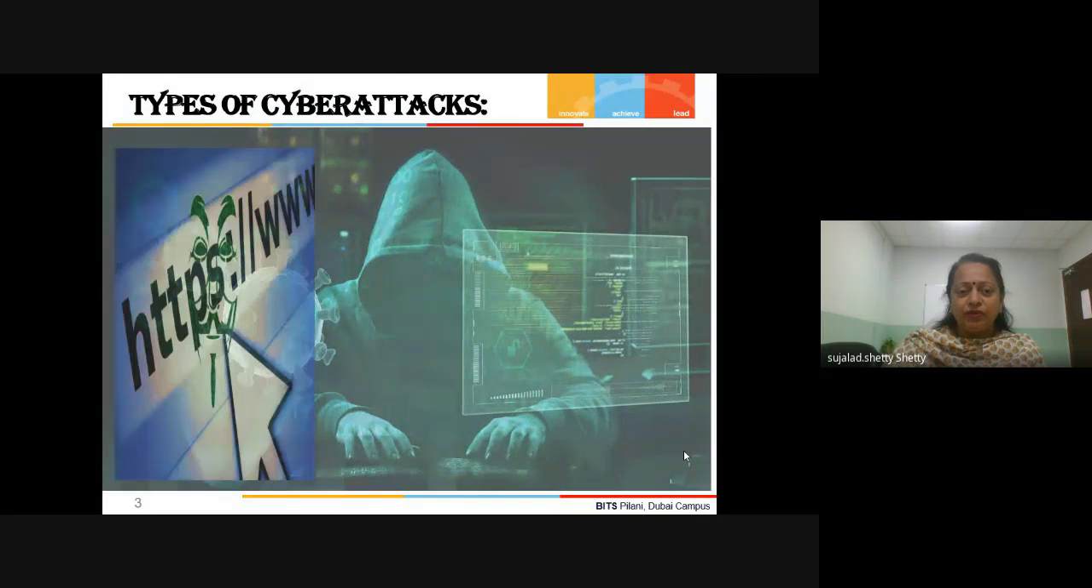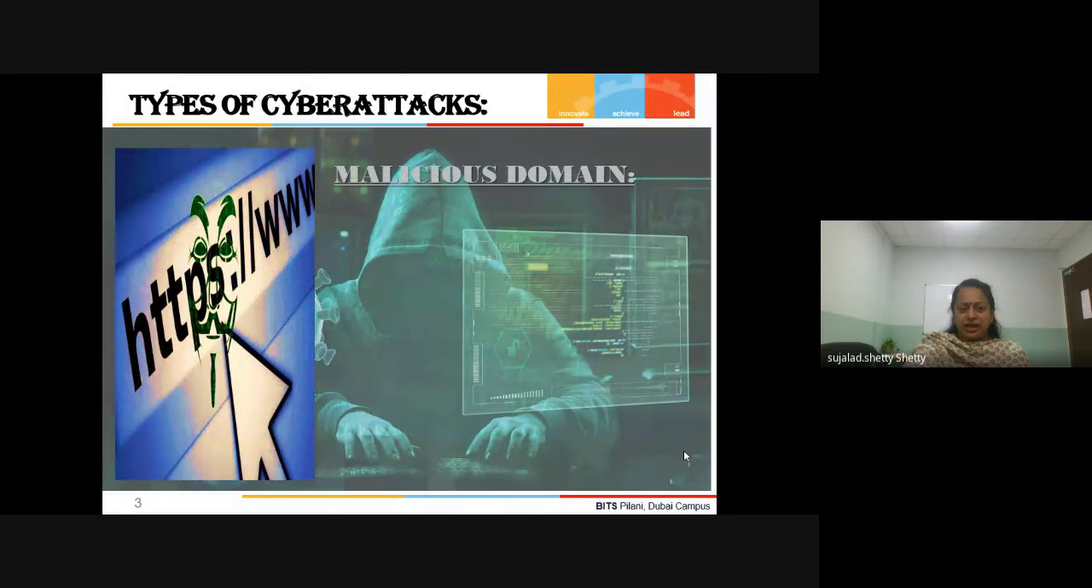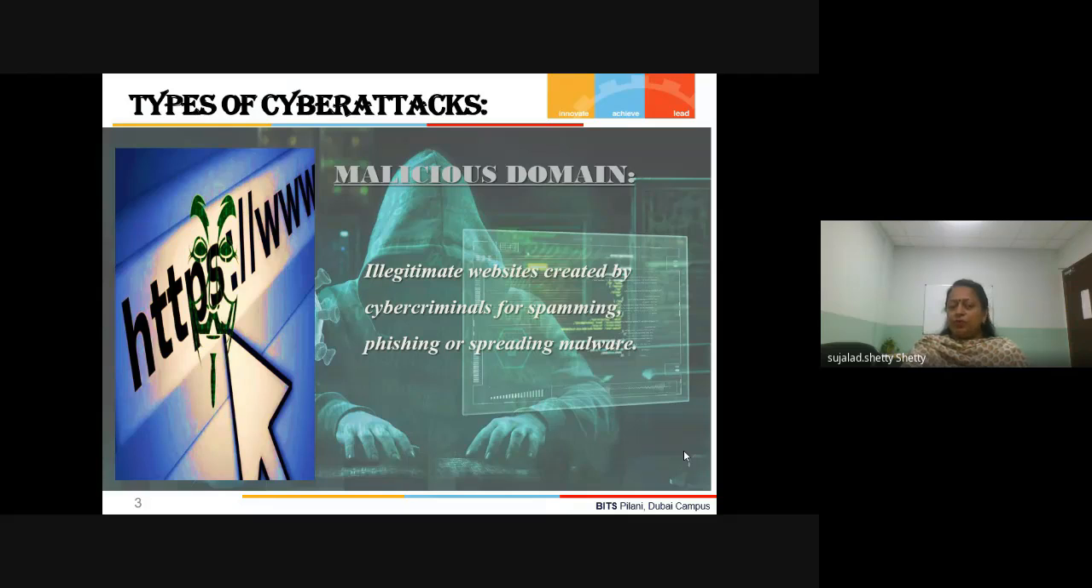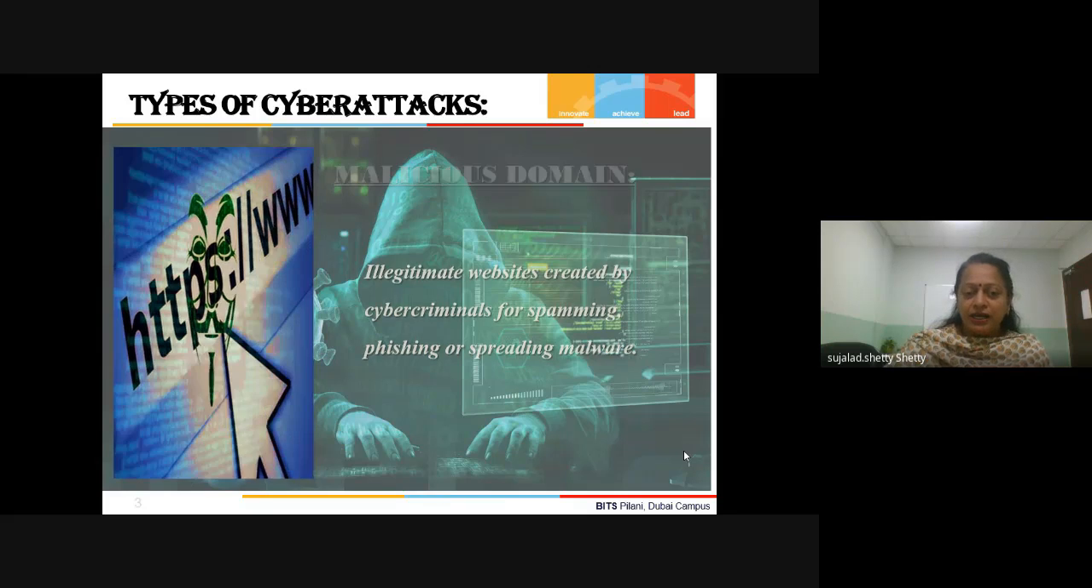So there could be different types of cyber attacks that we can have. One can be malicious domain. So many times there can be people with a malicious intent. So somebody wants to capture maybe your credit card number. Okay, somebody wants to capture a password that you are entering somewhere. So these become people who are malicious. They want to do something with a bad intent.